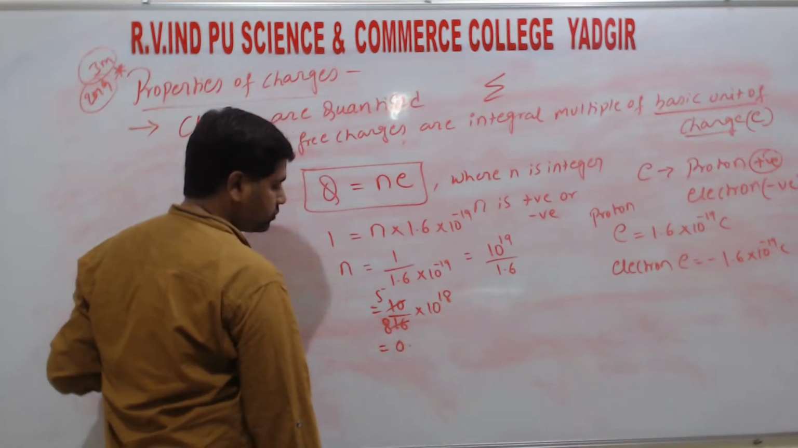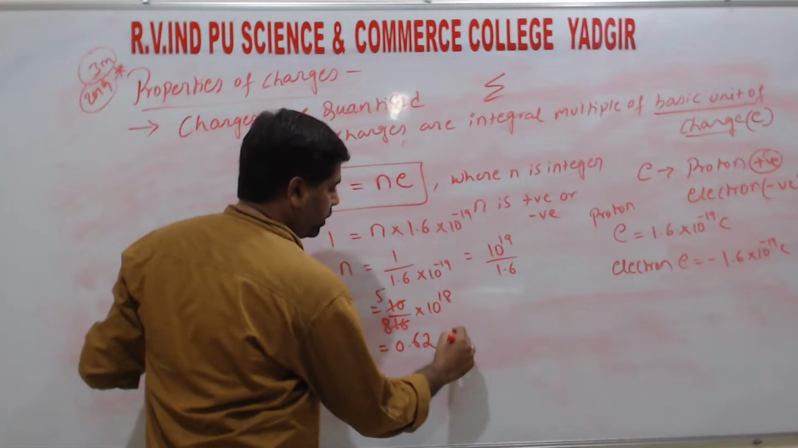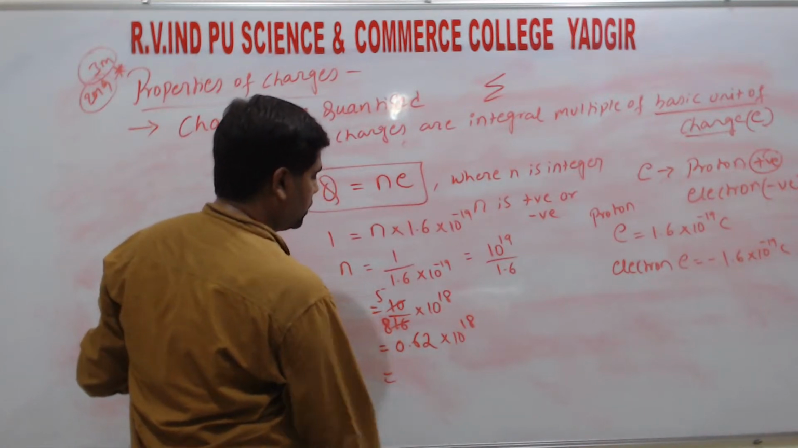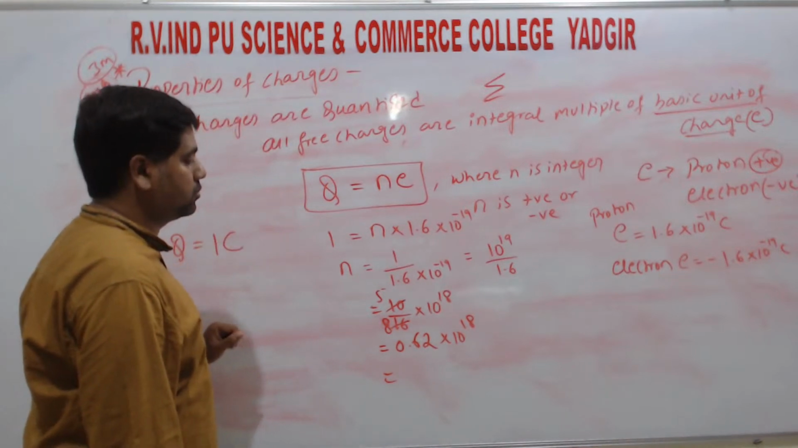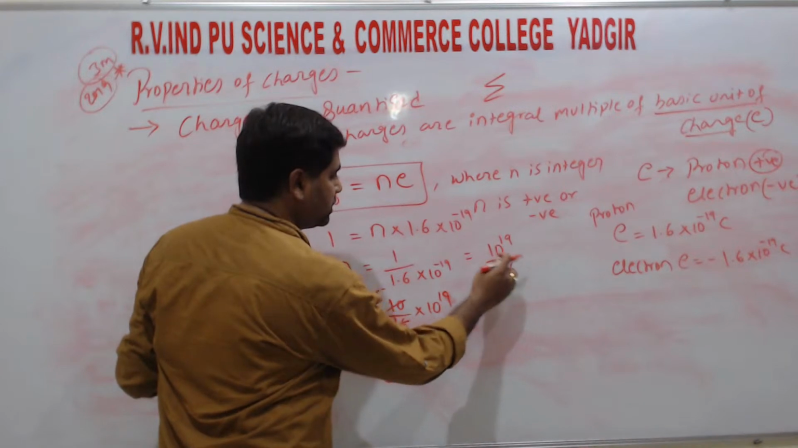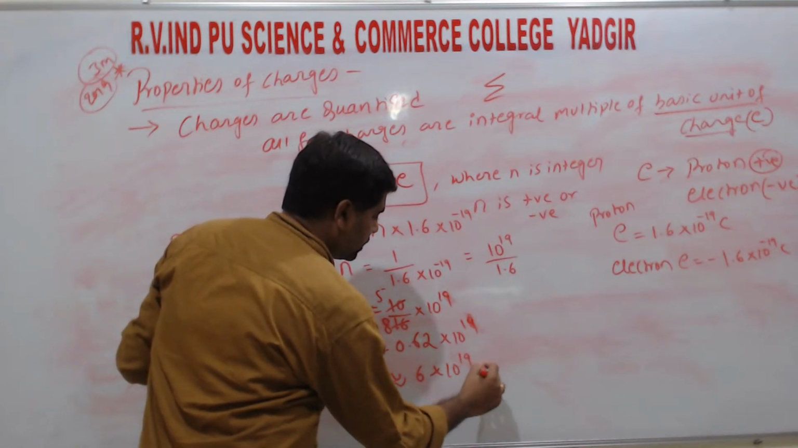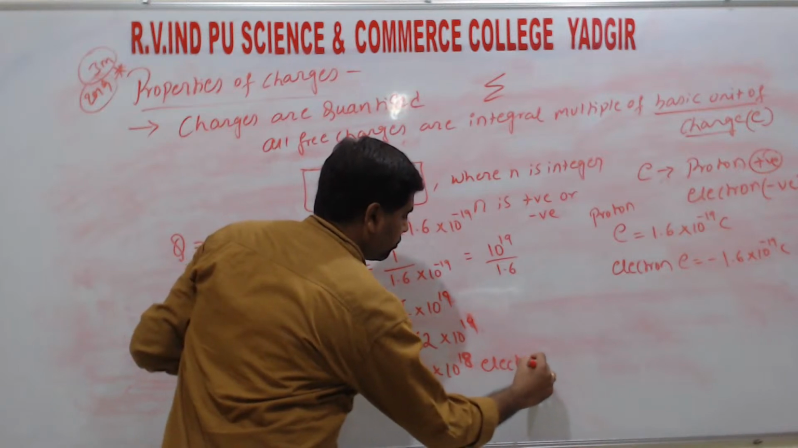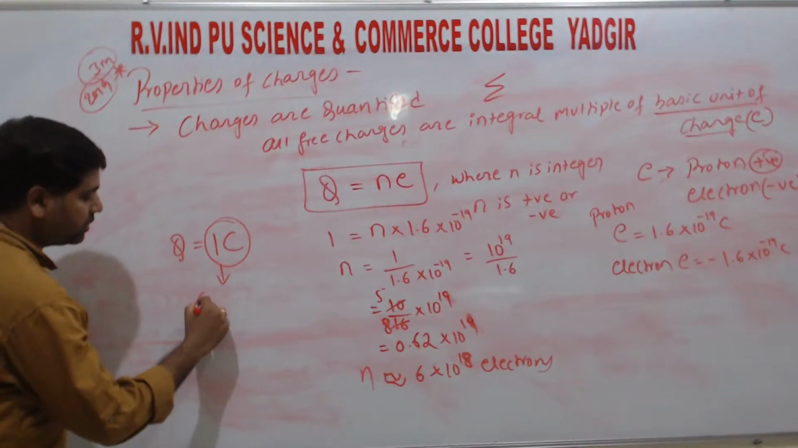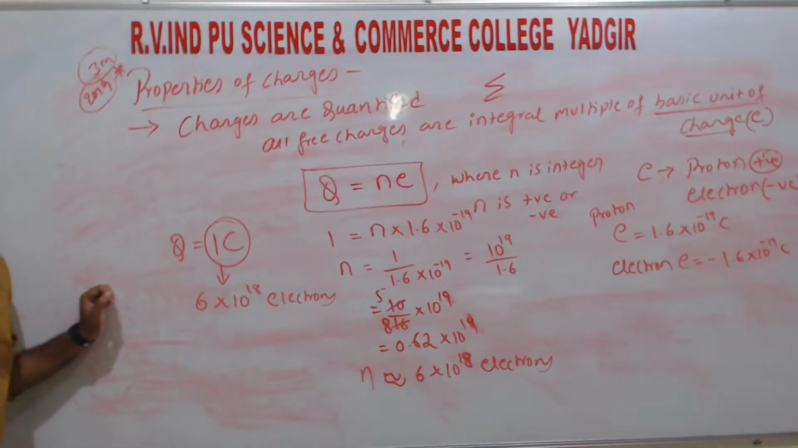Dividing, we get 0.62 into 10 to the power of 19, because we are shifting one decimal. So this value N is approximately 6 into 10 to the power of 18 electrons. So 1 coulomb of charge contains how many electrons? That is 6 into 10 to the power of 18 electrons or protons.